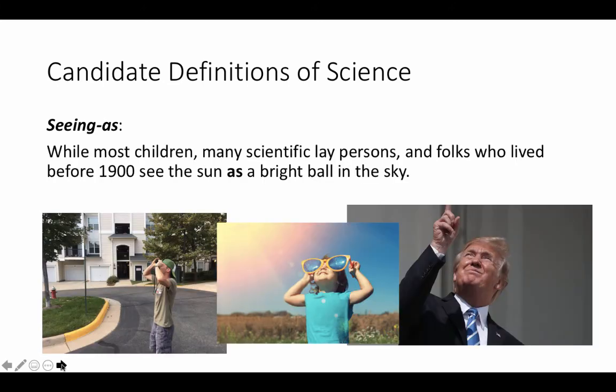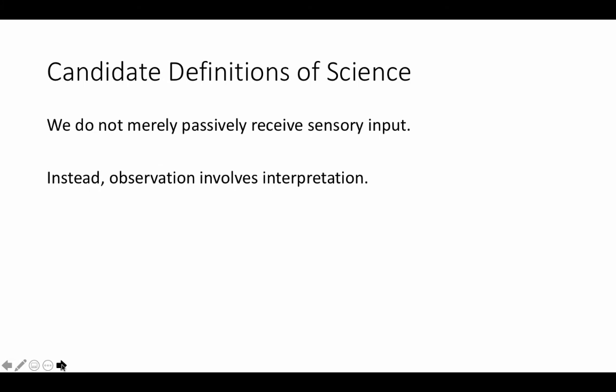When, on the other hand, most children, most scientific laypersons, and people who lived before the 1900s see the sun, they see just a big bright ball in the sky. They don't know anything about nuclear fusion. Don't stare at the sun, though. It's a bad idea. So we don't passively receive sensory input. Observation involves interpretation.